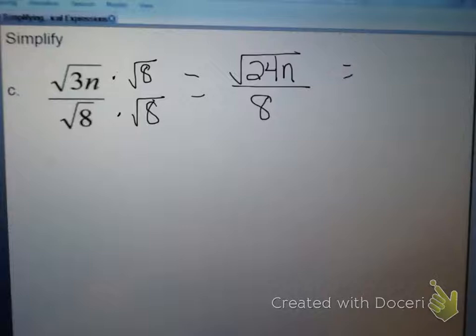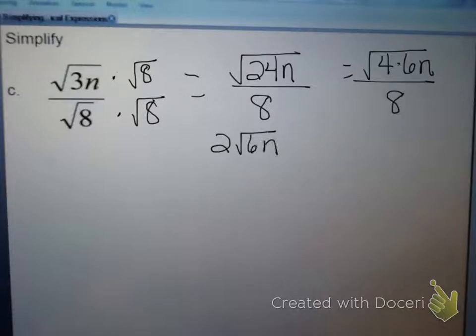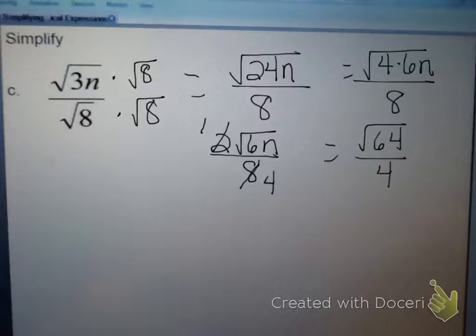That can be broken down to 4 times 6. Square root of 4 is 2, so that's 2 square root of 6 over 8. Now I can reduce. 2 goes into 8 4 times. So my final answer is the square root of 6 over 4. Now let me show you another way you could have done this.